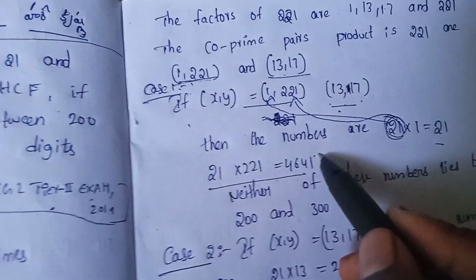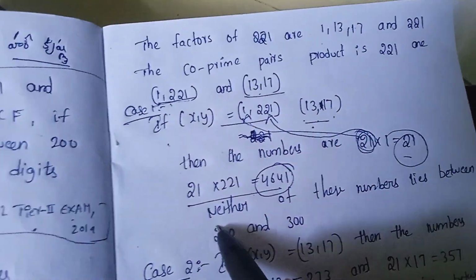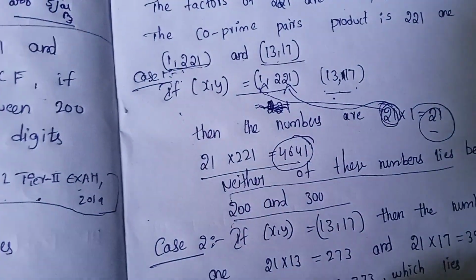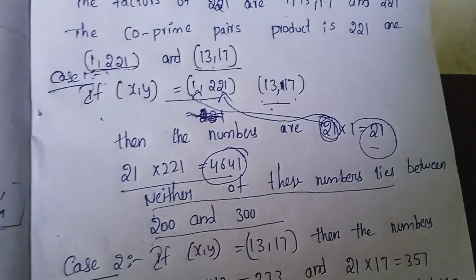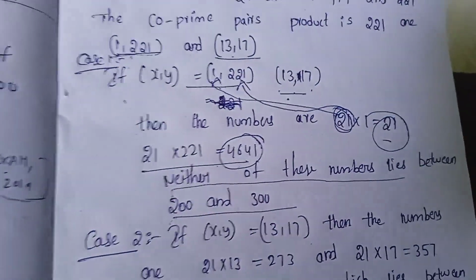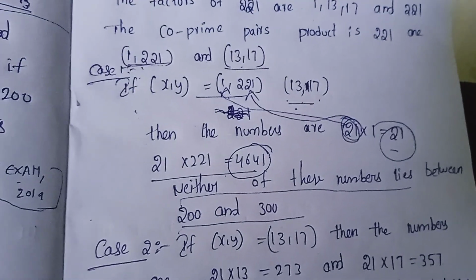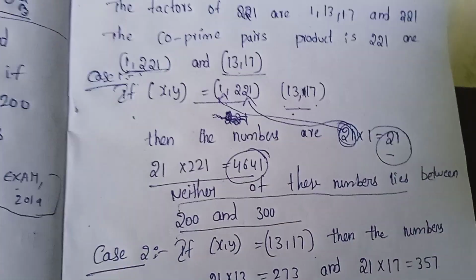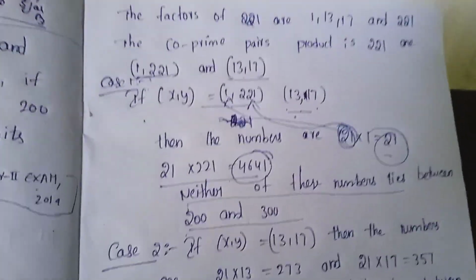So when we observe these two numbers, neither of them lies between 200 and 300. When we carefully observe, we know. I am telling everything clearly, but the video quality is not very high. Please understand carefully. For me, I think it is very good and understandable for everyone.